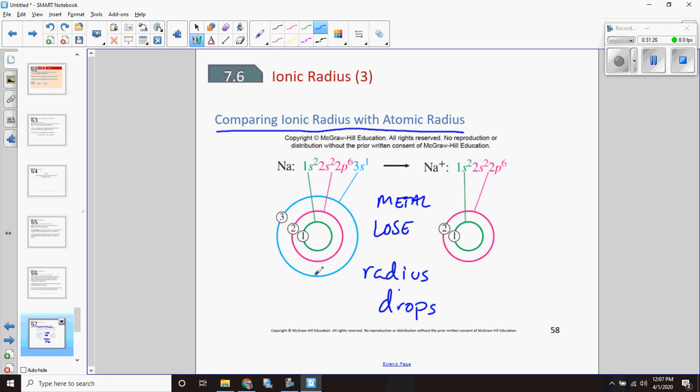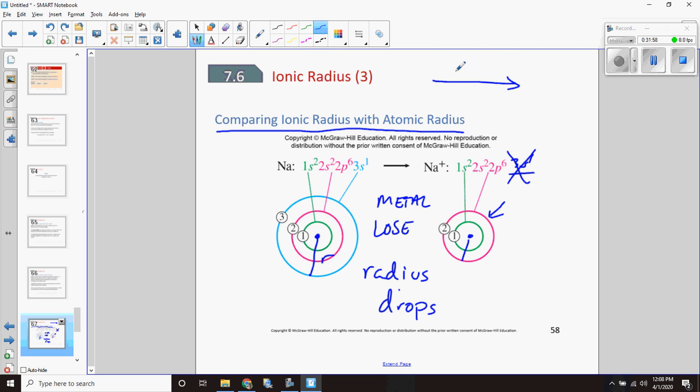So going from a sodium atom to a sodium ion, when sodium loses this electron, this 3s1 electron is not here anymore, and the atom actually shrinks. So one way to think about this is this valence electron is now gone. The rest of the positive charge basically pulls itself in.